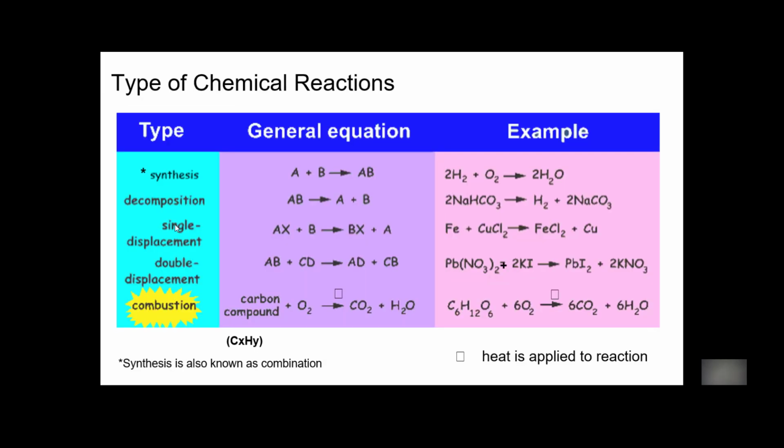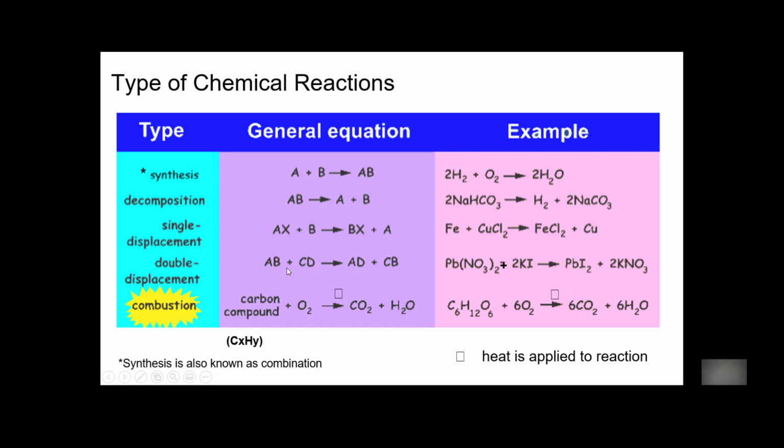Types of chemical reactions: we have synthesis, where you start with two reactants and you end up with one product. Decomposition is the exact opposite of that. Single displacement or replacement is where you have one reactant by itself, and it basically kicks out one of those reactants on the other side that's next to it, and it forms a new compound.